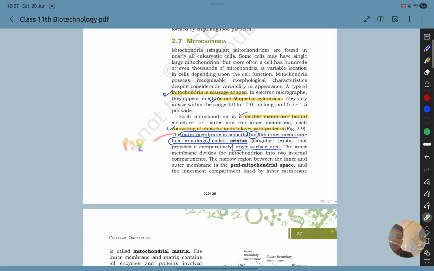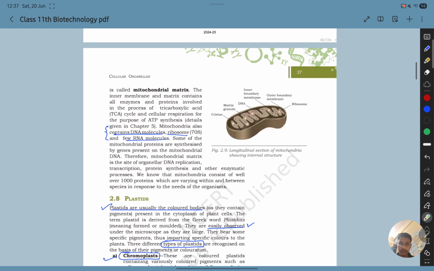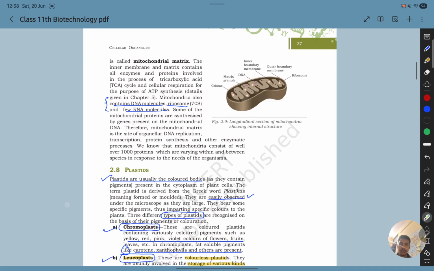This is a previous year PYQ. They made it opposite, that the outer is rough and the inner is smooth, but here it is the opposite. The outer is smooth and the inner is folded, so that's why it looks rough. The outer membrane is smooth but the inner membrane has folding called cristae, which provide a large surface area. Mitochondria contain DNA, ribosomes and a few RNA molecules. Remember these things. It contains a liquid known as the mitochondrial matrix.